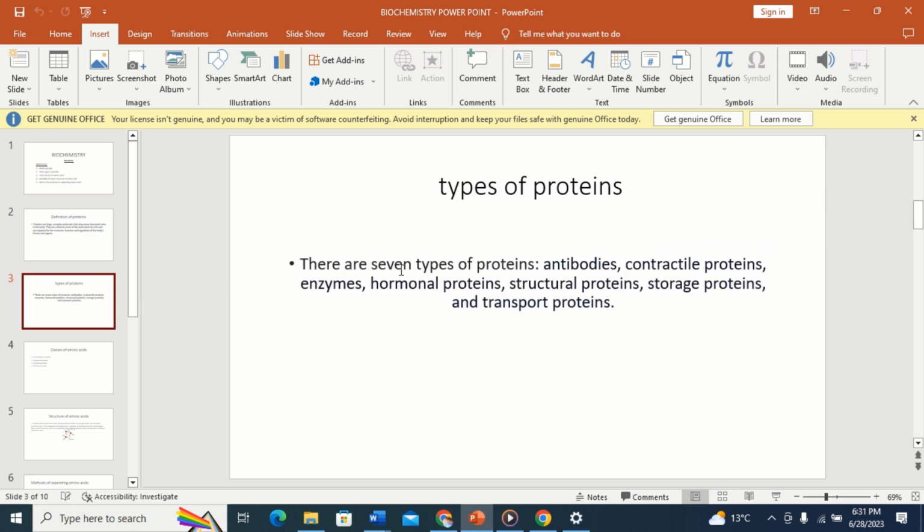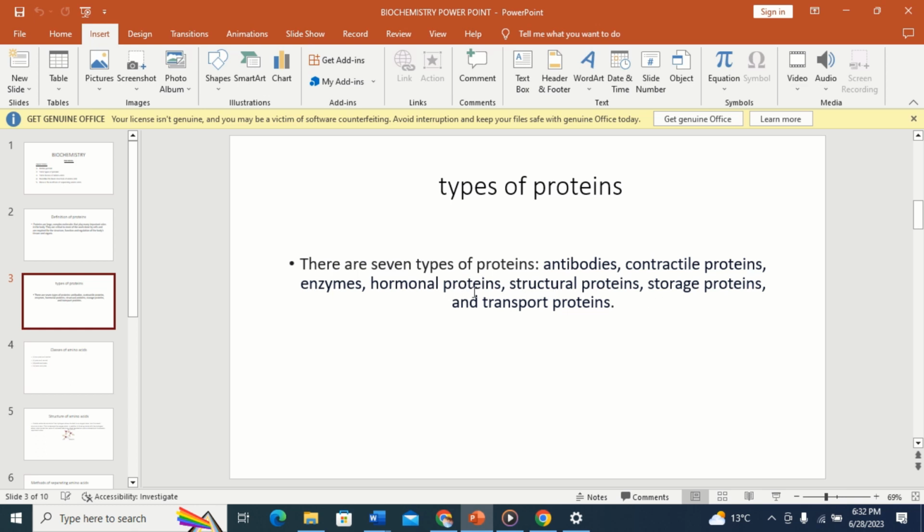Then we'll move to the types of proteins. What are some of the types of proteins that you know? Majorly we classify these proteins based on the functions that they perform in our cells. One of them we have the antibodies. You are aware of the antibodies, and you know their roles. Then we also have the contractile proteins in our body cells. Then we also have enzymes.